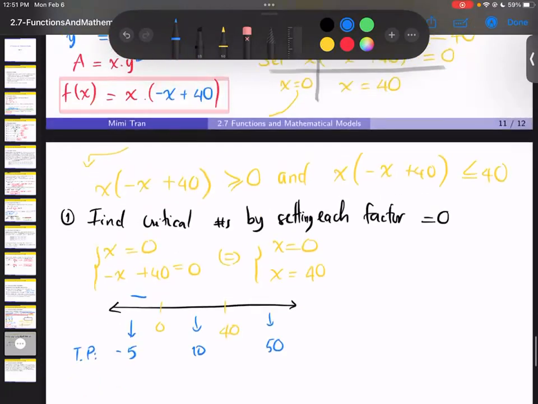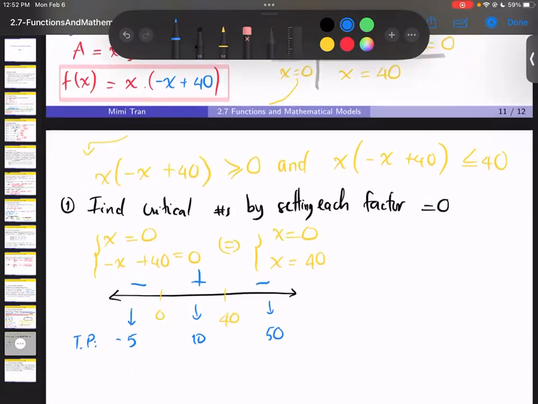Plug in 10 into the inequality. 10 for x, and then negative 10 plus 40, that's positive. So positive times positive is positive. And then 50. Negative 50 plus 40, that's negative 10. And then times a positive 50 outside, that's negative. Do you want the negative interval or the positive interval?